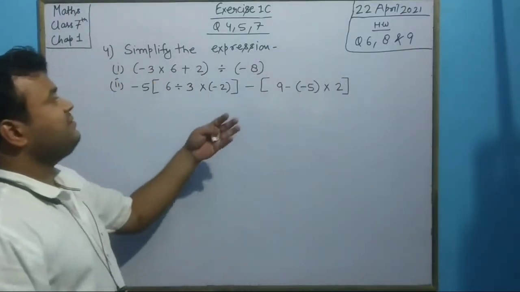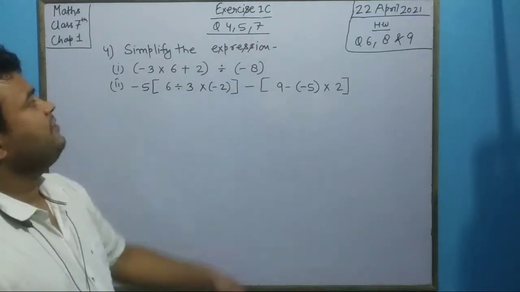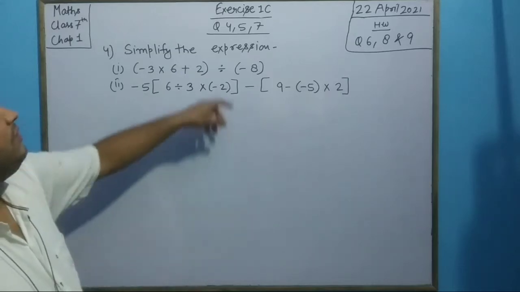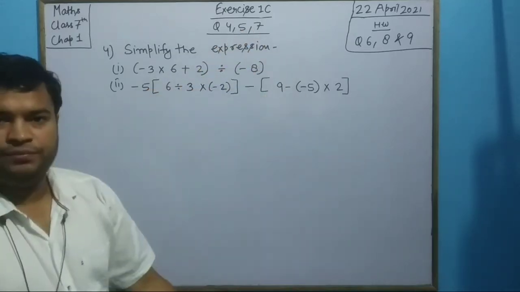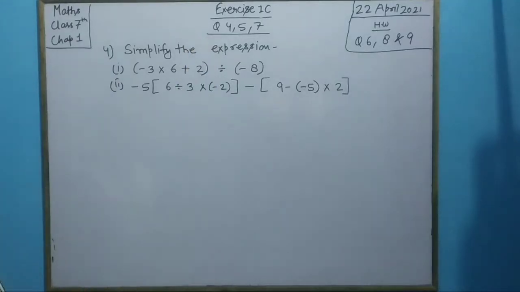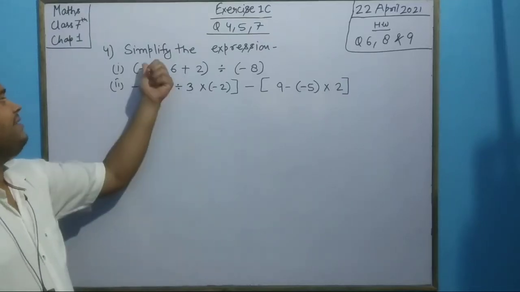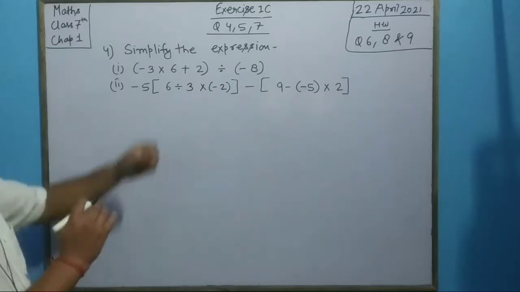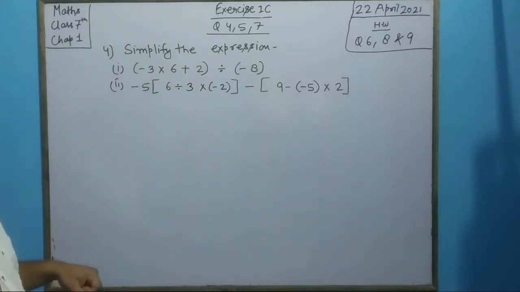Okay, in the last video we discussed exercise 1C and questions number 1, 2 and 3. Today we are going to discuss questions number 4, 5 and 7, and with this we will end exercise 1C. Now let us see question number 4. It says, simplify the expression. We have to simplify these two expressions given here.